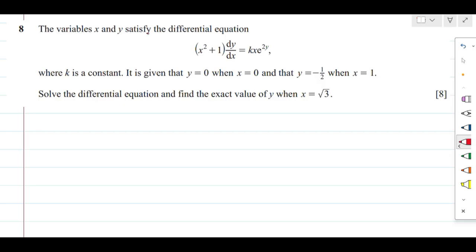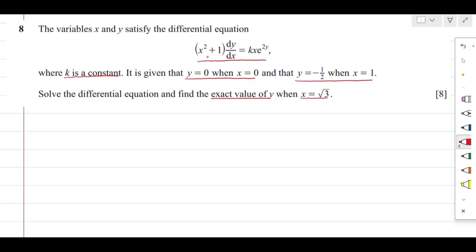Question number 8: the variables x and y satisfy the differential equation, where k is a constant. It is given that y is 0 when x is 0, and y is minus 1 by 2 when x is 1. Solve the differential equation and find the exact value of y when x equals square root of 3. We have the differential equation and two conditions, which means we must have two unknowns to figure out. After solving, we have to find the exact value of y when x is square root of 3.